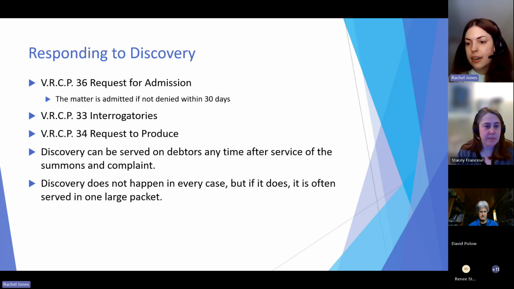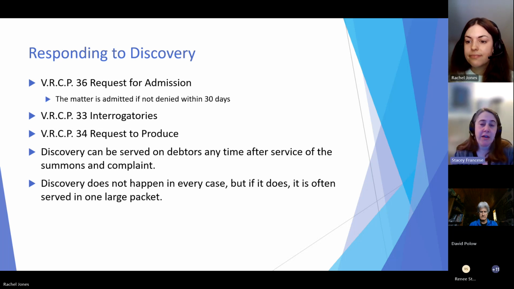Yep, and oftentimes what happens is people are served discovery requests in a single packet. So somebody might get a packet of information that has interrogatories, requests to produce, and requests to admit all in one. Again, they need to respond to all of those within 30 days. If it's not possible, they can always ask for an extension. But again, it's very important that the defendant responds to all requests.